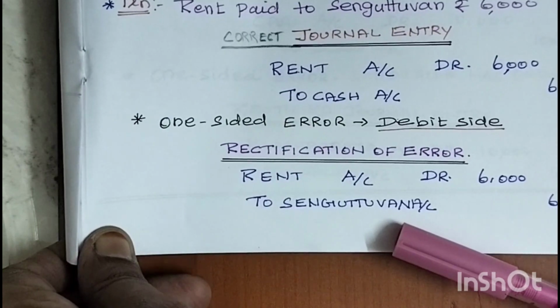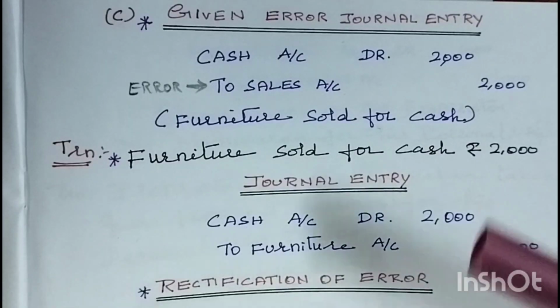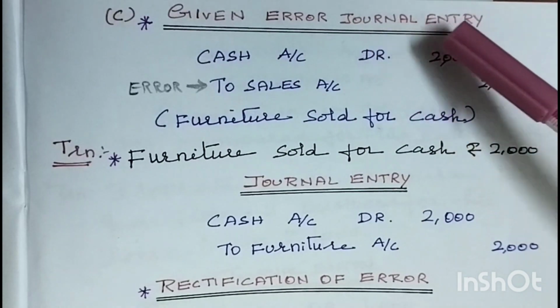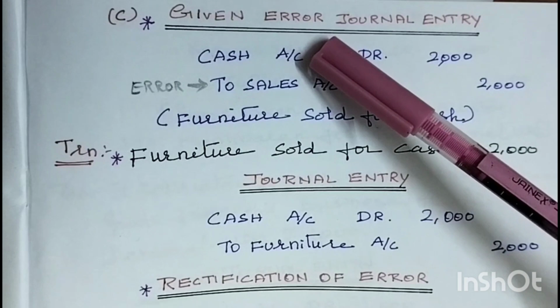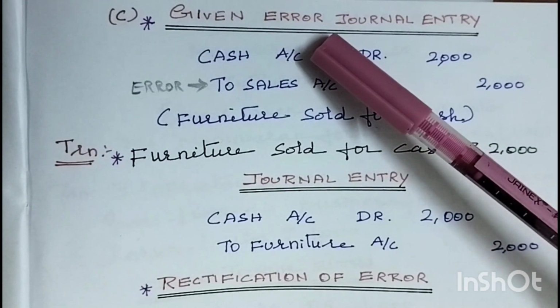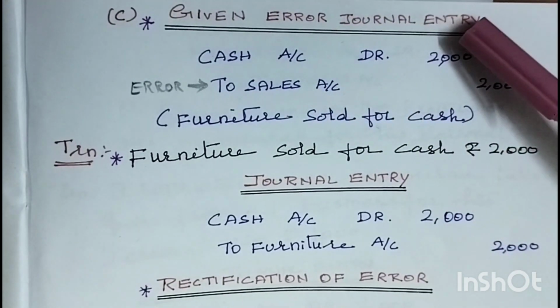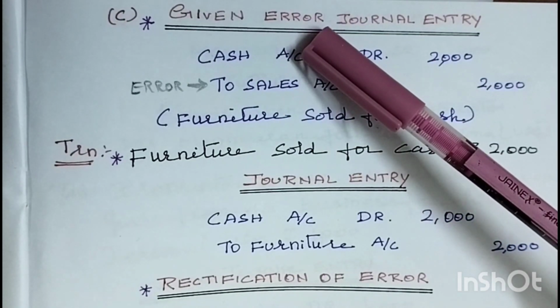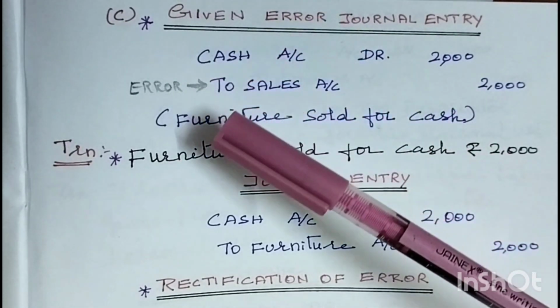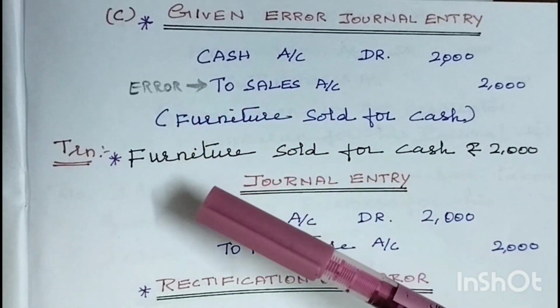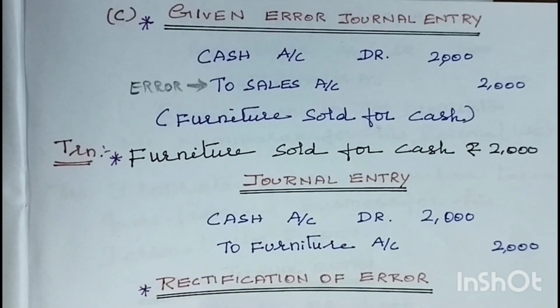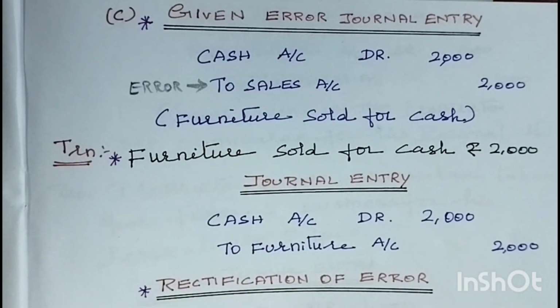Okay, let's see the next transaction. The next transaction is the journal entry. The journal entry is given here with an error. Do you understand what I say? What we have to do is find out which side has the error, debtor side or creditor side, and then how do we rectify it. We have to give the journal entry with the rectification of the error.